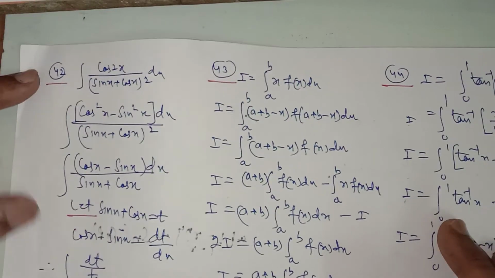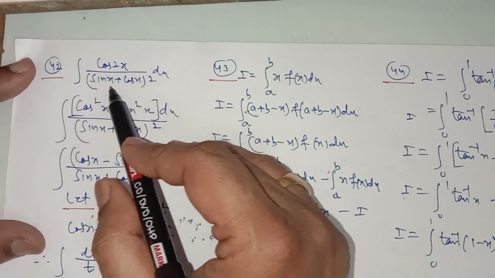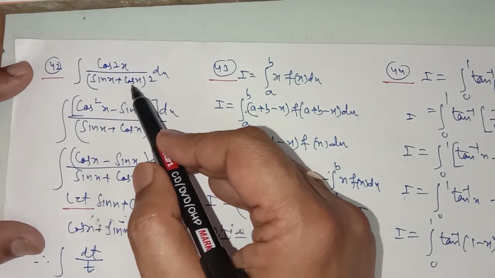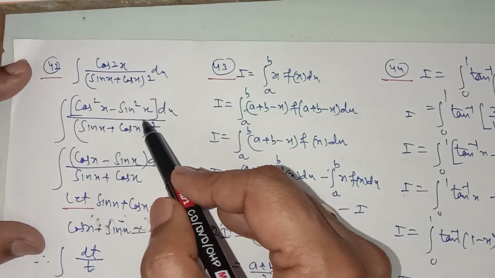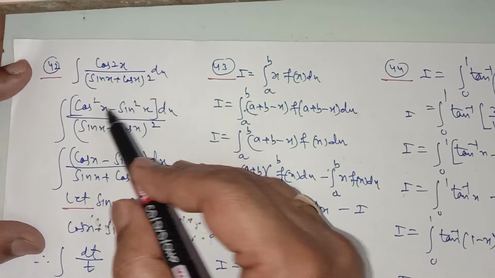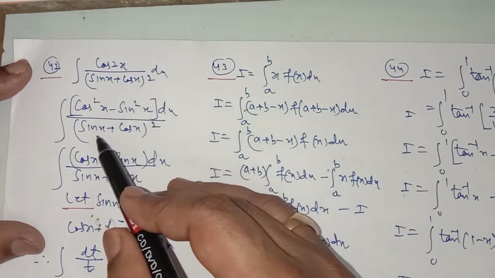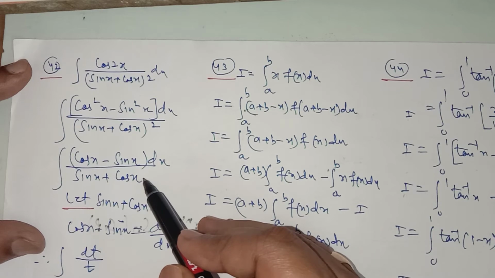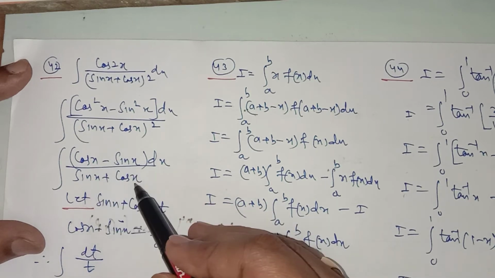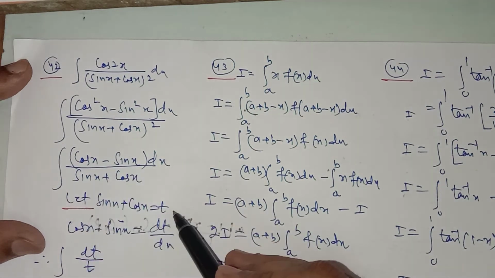Now in question number 42, it is cos 2x upon (sin x plus cos x) whole square. In place of cos 2x, you can write cos square x minus sin square x, because if you use the formula of (a plus b)(a minus b), this one sin x plus cos x will be cancelled out. So by using the algebraic identities, you will get cos x minus sin x upon sin x plus cos x. Use sin x plus cos x equal to t.